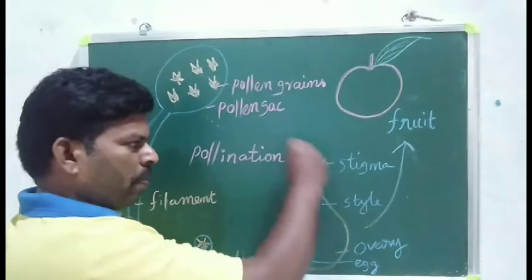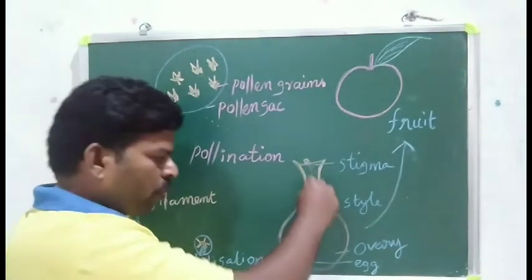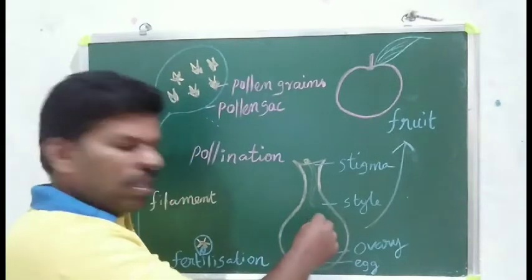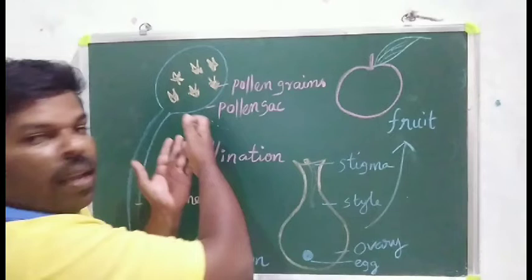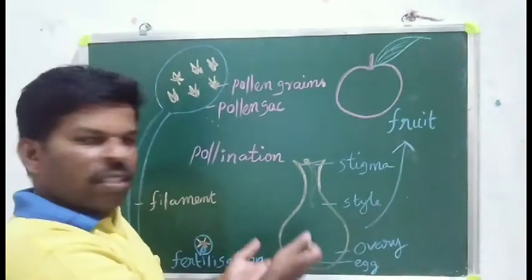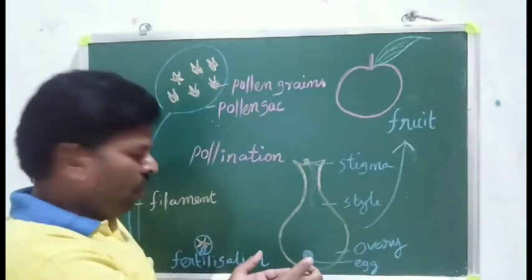After the pollination, what will happen? The pollen grains enter through a tube. That is a pollen tube. The tube bursts and reaches the egg. Already this is the female, I told you. This is the male. The female is there. This is the gynoecium, the female. Okay. So the male parts reach the female.